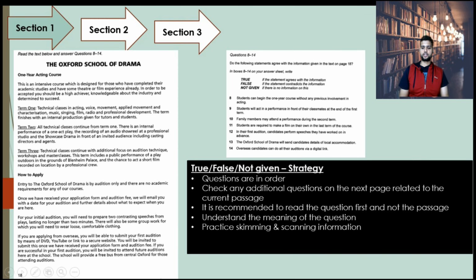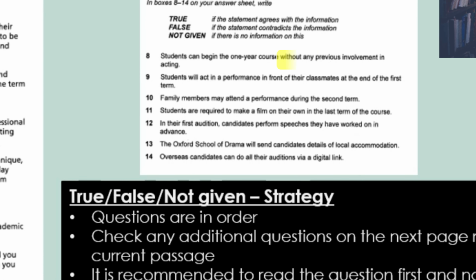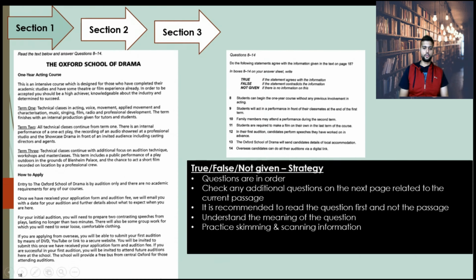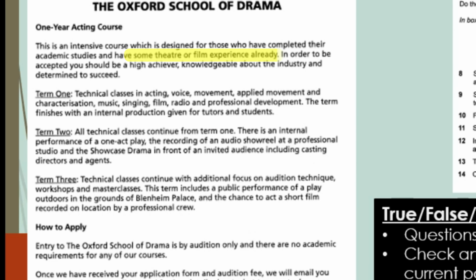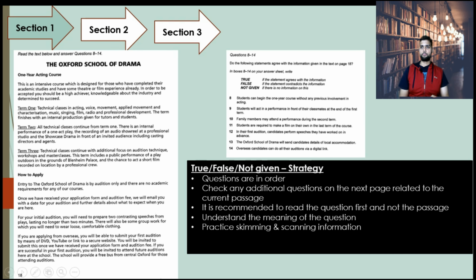That means the contradiction. Here the question says that without any previous involvement. Here it says that they should have some previous experience. Then the answer for this is false. Like this you should approach. Look for the keywords I mentioned before, course and previous involvement. The synonym for previous involvement is experience, and you will understand in which para this is mentioned, and it will be easy for you.